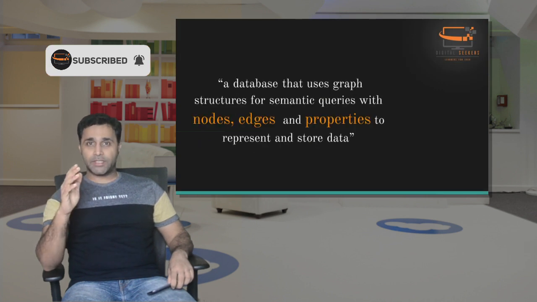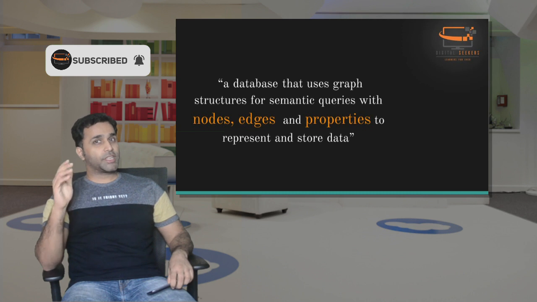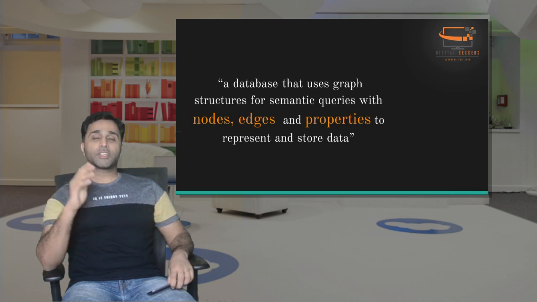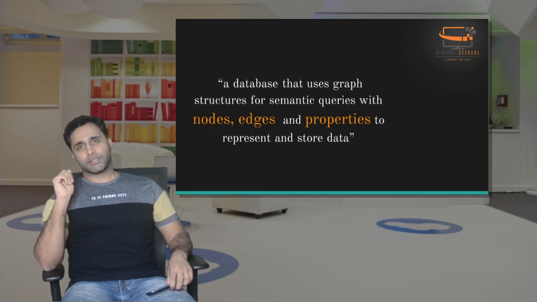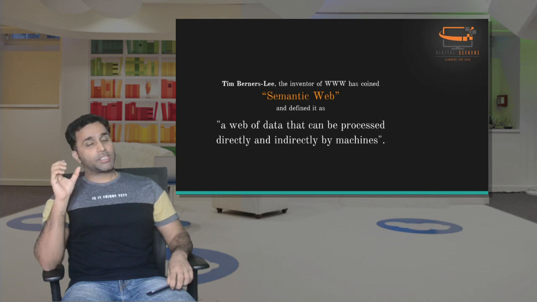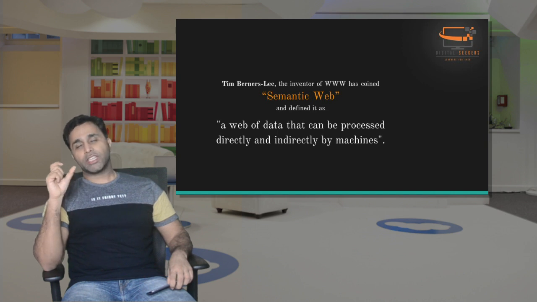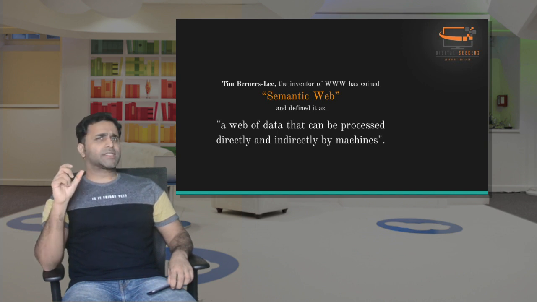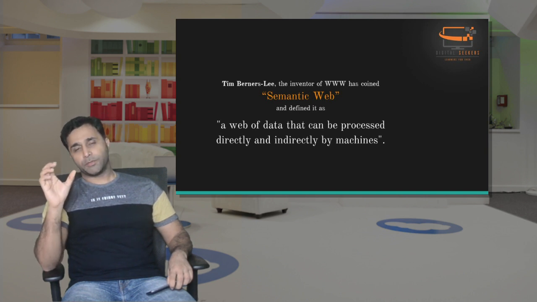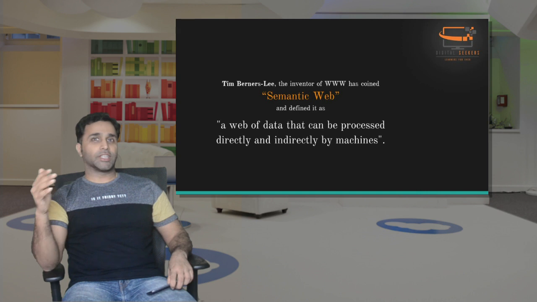A graph database is a database wherein you use nodes, edges and properties instead of columns and tables for storing and retrieving data. Before we get into the graph database, there is a word Semantic Web coined by Tim Berners-Lee, who is the inventor of the World Wide Web. What he says is the Semantic Web is a web of nodes which can be processed directly or indirectly by machines.